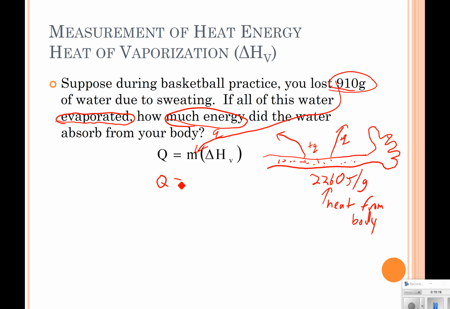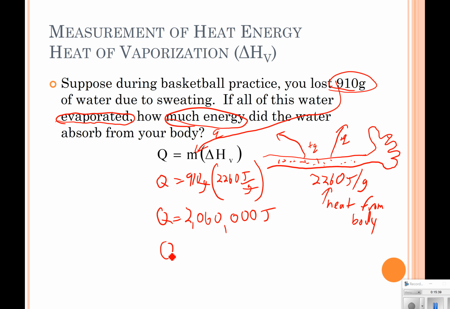So we'll plug this in, 910 grams. Our heat of vaporization is 2260 joules per gram. Grams cancel. We end up with a pretty large number, 2,060,000 joules. And we'll round that to 2,060 kilojoules. That's how much heat energy is required to evaporate that 910 grams of water on our skin.